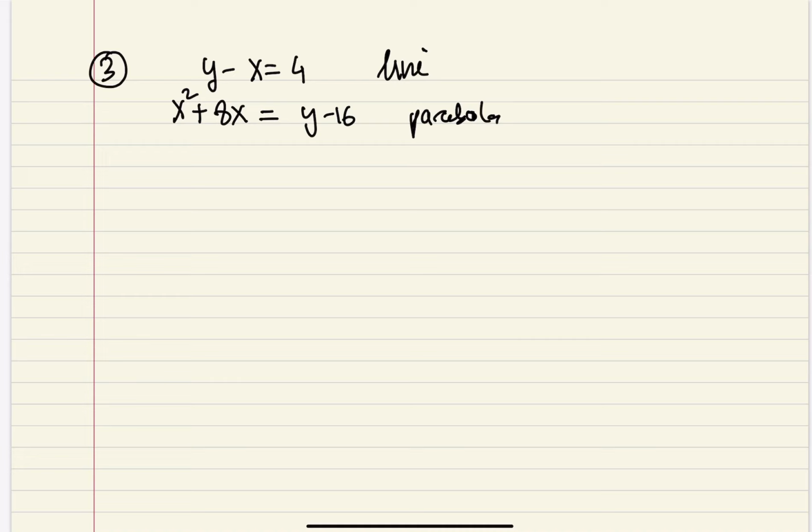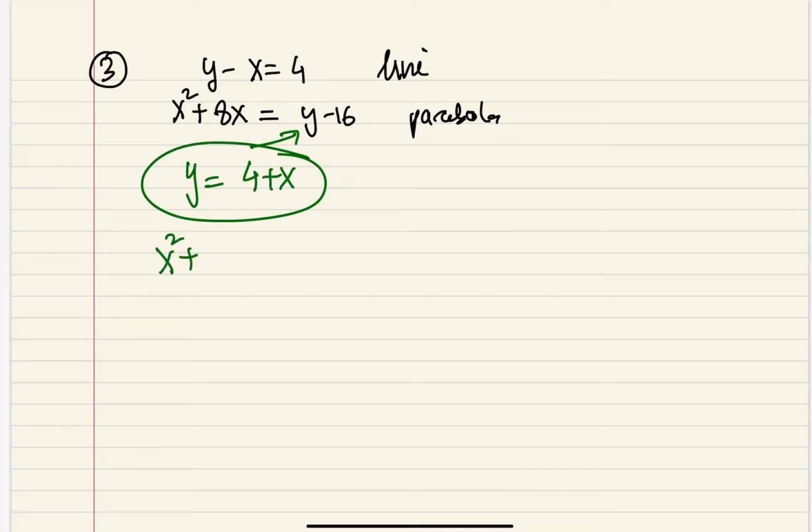Again, I'm going to use substitution. From the first equation, y equals 4 plus x. And I'm going to plug this into the second equation, x squared plus 8x. It's probably easier to call this equation A and equation B. That way we don't mix them up, and we always plug it into the other equation, not back into the same equation from wherever we isolated the y. So x squared plus 8x equals, instead of y, we're going to write 4 plus x minus 16.